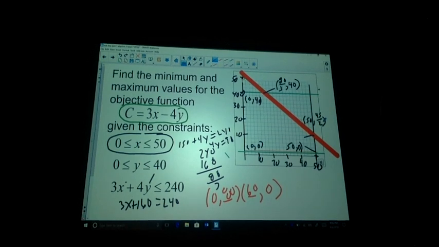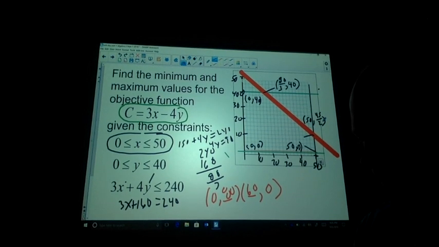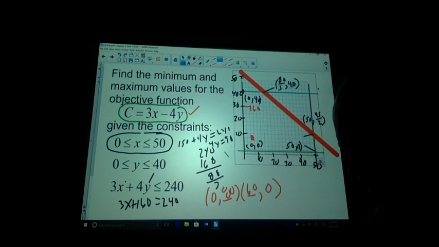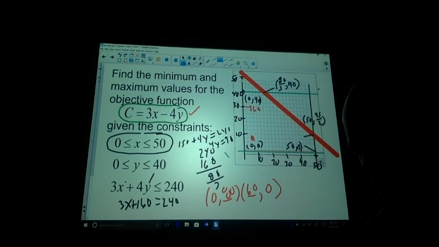So then let's go ahead and use our constraints. Okay, so 0, 0 plugged into this gives me 0. I think you're all probably comfortable with that. 0, comma 40 gives me negative 160 here. This one, if I plug in 80 over 3, this one right here is going to become just 80. Minus 160 is negative 80.